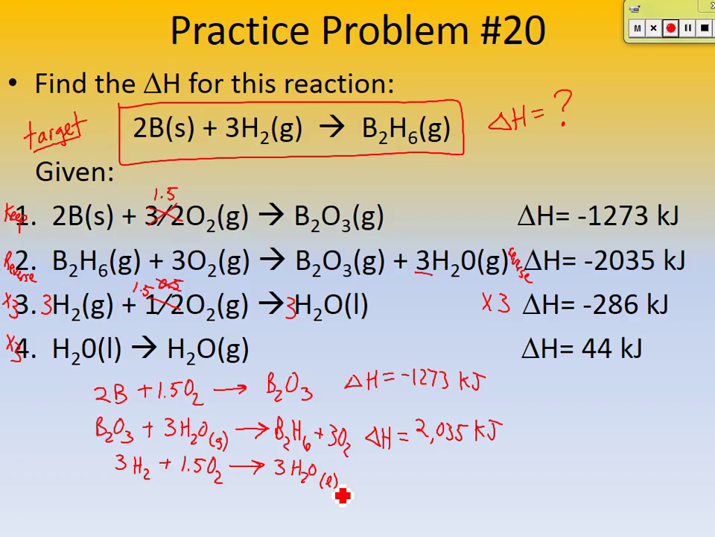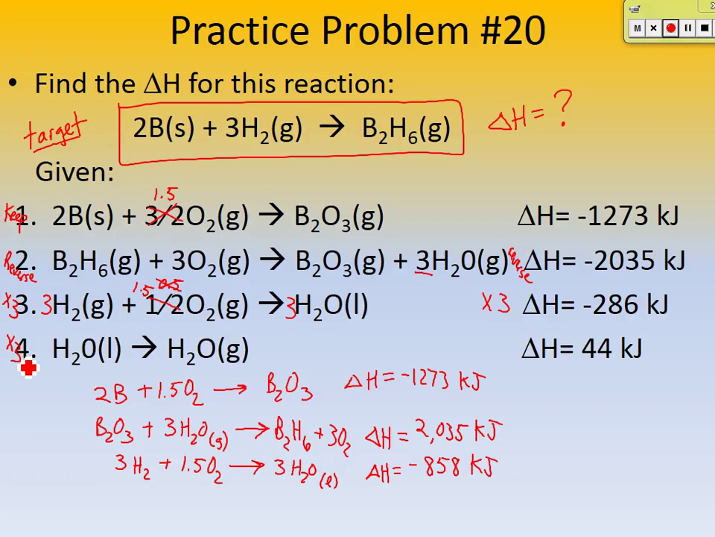Now, if we multiply this equation by 3, what do we have to remember to do with our delta H value? Times it by 3. So when we record our delta H down here, let's do negative 286 times 3. You should get negative 858 kilojoules. Did you guys get that? Okay. Now we just have 1 left.